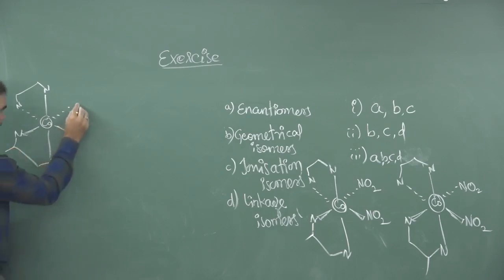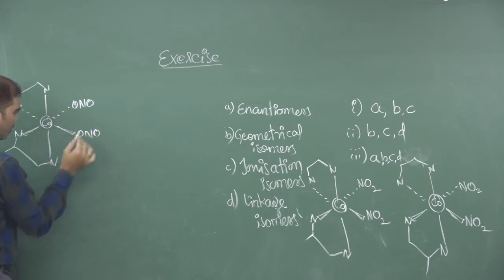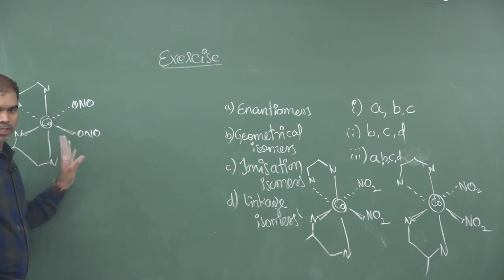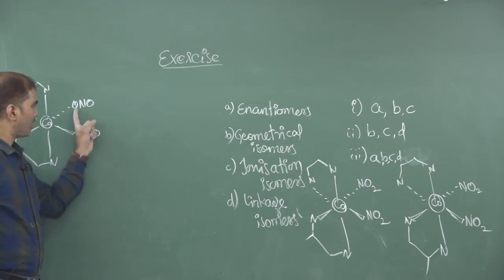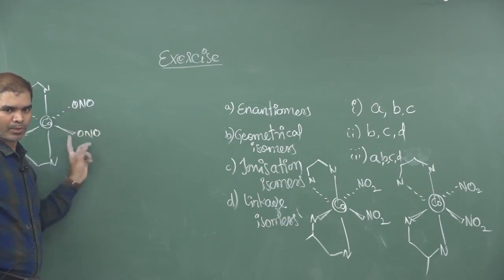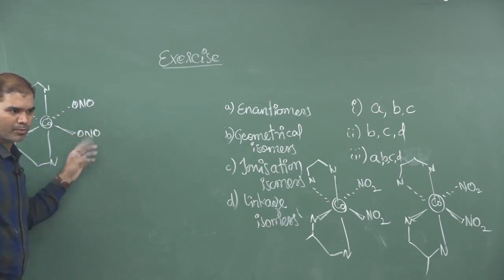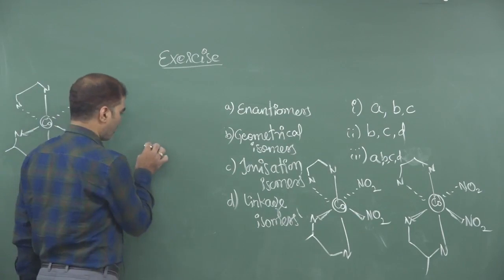This is one structure. You can write with ONO. Plenty of combinations will come for this isomer, remember. So this is a very important example. Either you can put NO2, NO2; NO2, ONO; ONO, ONO; ONO, NO2. Four different combinations will come because these two are not ethylene diamines. One is ethylene diamine, one is propylene diamine. Okay, both are different.